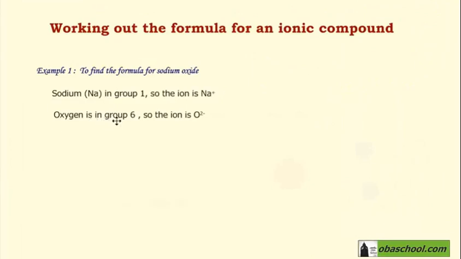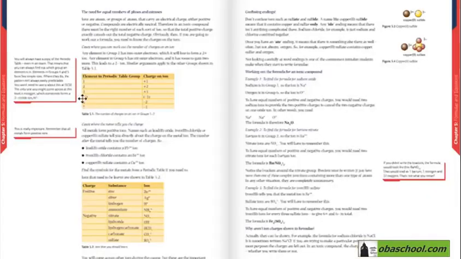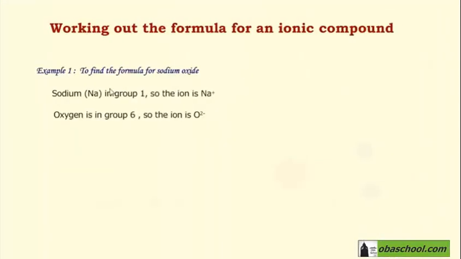Oxygen is in group 6, so the ion is O2-. Elements in group 6 have a charge of 2-, and you can find this in table 5.1 in your book. See the importance of this table?